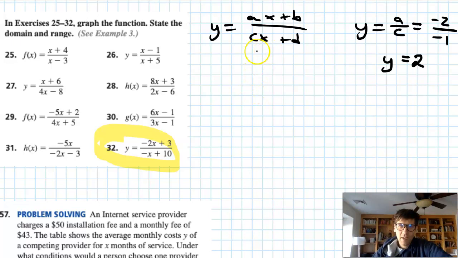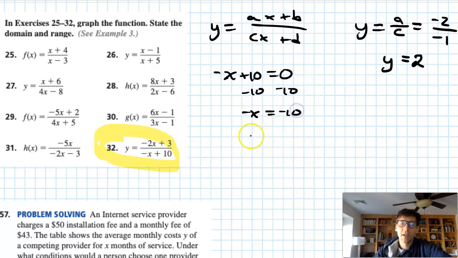Okay, and then the vertical asymptote is basically finding what x could not be. So you could always set the denominator equal to 0 to solve. Subtract 10, divide by negative 1, or multiply by negative 1. So these are my two asymptotes, my vertical and my horizontal.